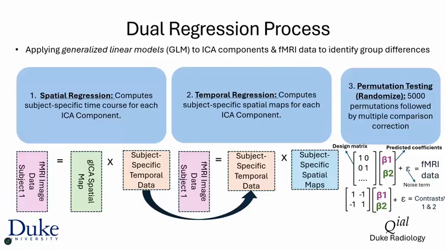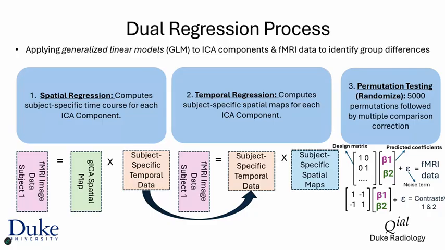Then we input our ICA components into the dual regression process. Dual regression applies a generalized linear model to our ICA components and our fMRI data. The first step of dual regression is spatial regression. This means that we compute subject-specific time courses by representing our group ICA components as regressors in our model.